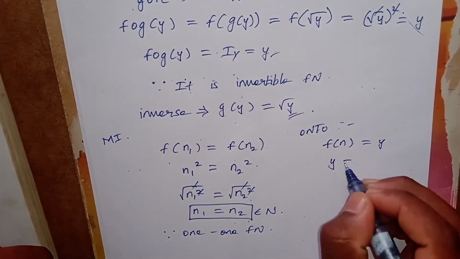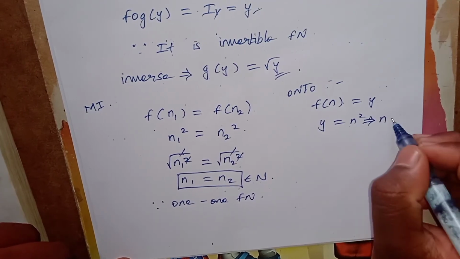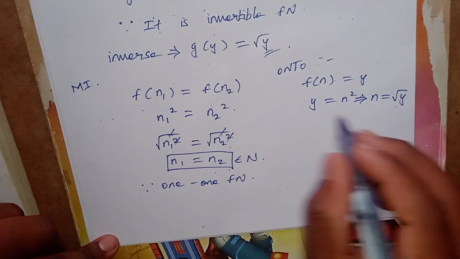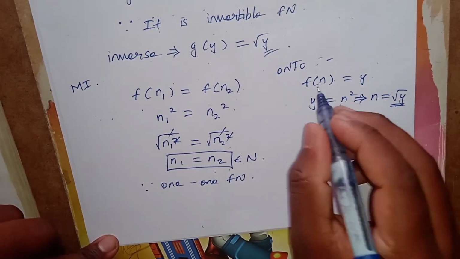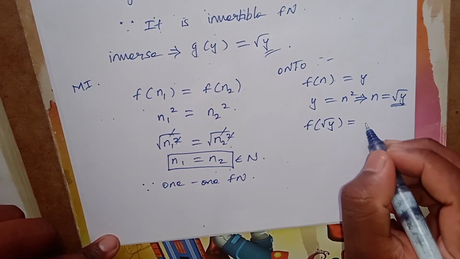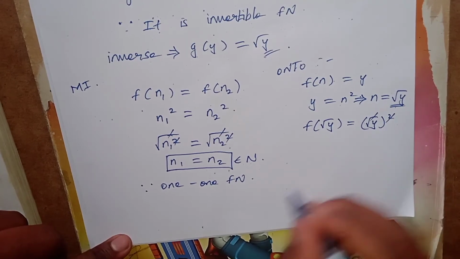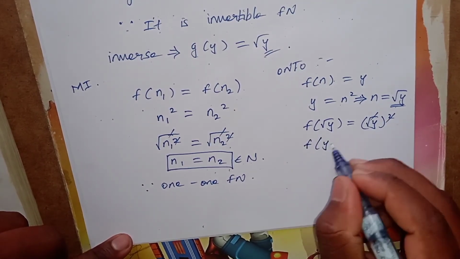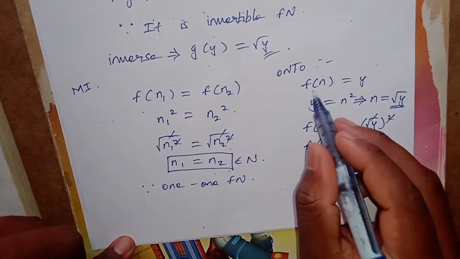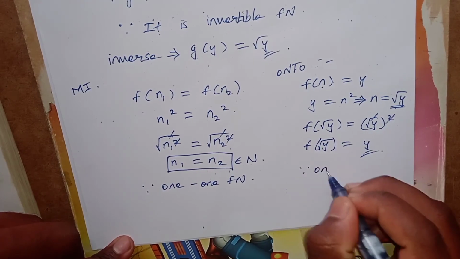y equal to n square. Next you have to convert in terms of n, therefore n is equal to root y. Now here you have to substitute the term in the place of n. f of root y is equal to root y the whole square. Here squared and root are cancelled, therefore f of root y is equal to y. Therefore f of n is equal to y. Therefore here also it is an onto function.